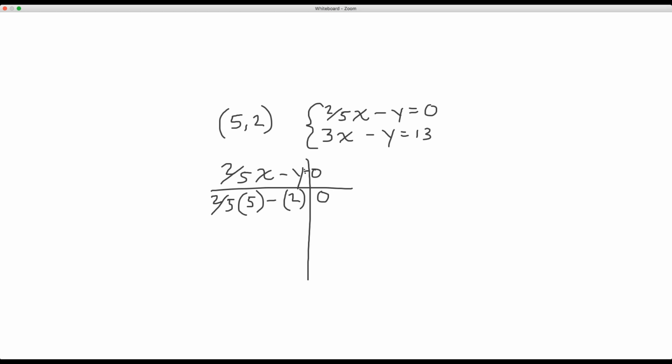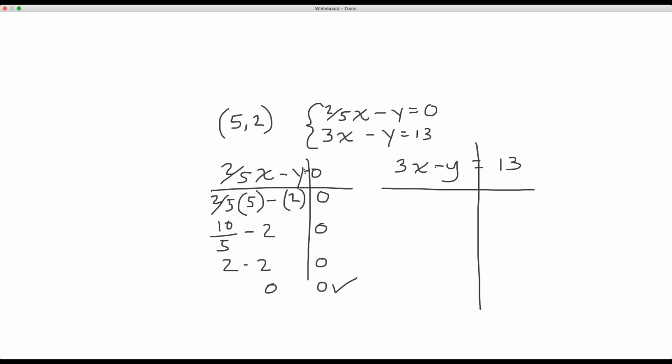So technically all whole numbers are over 1. That means 2 times 5 is 10 over 5, minus 2 equals 0. Then what you do is 10 divided by 5 is 2. So 2 minus 2 equals 0. 0 equals 0. So it worked for the first equation. Now let's check with the next linear equation, 3x minus y equals 13.